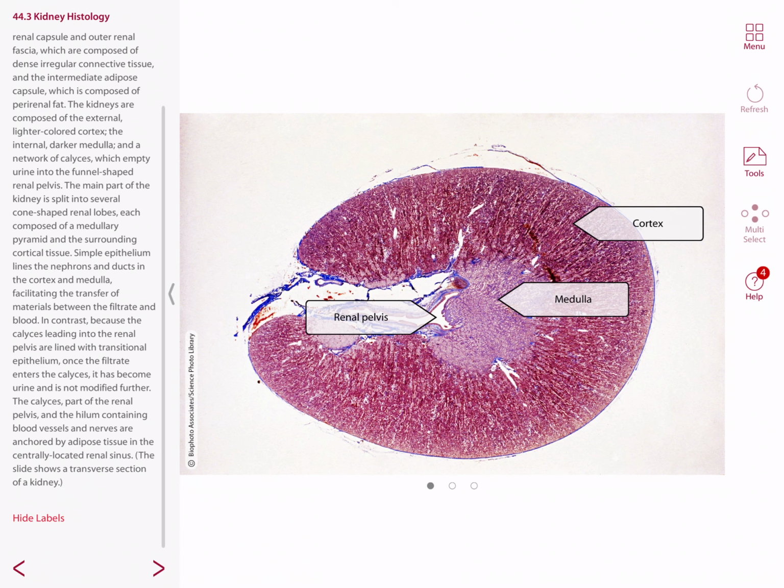Scroll that text so you can read that. I'm not going to read that for you, but feel free to check that out. I'm going to scroll pictures.